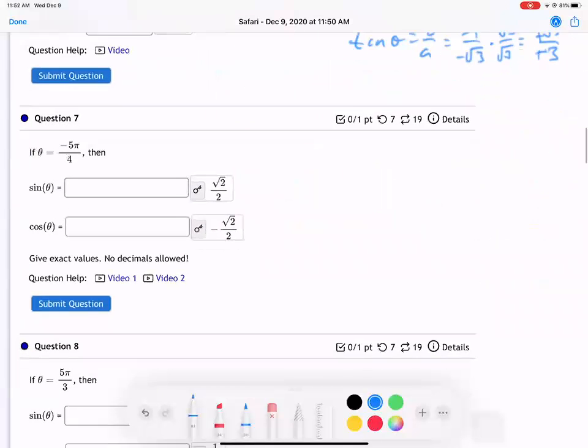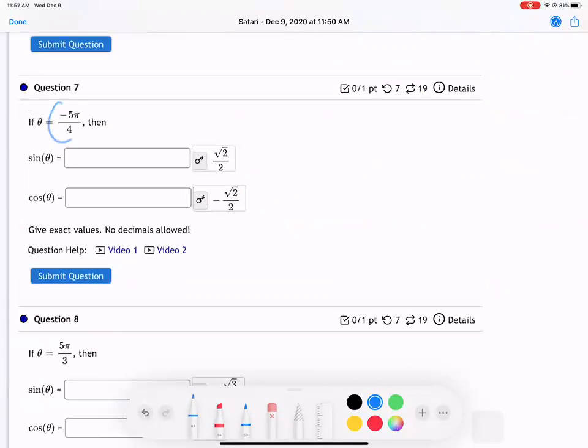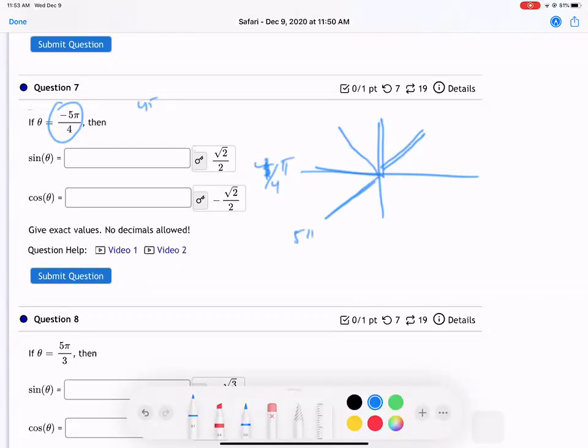Okay, same idea here. They're going to ask you to draw the angle. The angle is 5 pi over 4. Let's go ahead and draw 5 pi over 4. Pi over 4 is 45 degrees. So we know there's 45, 90, 135, 180, 225, right? We're one over, one over 4 over 4. That's 5 pi over 4.